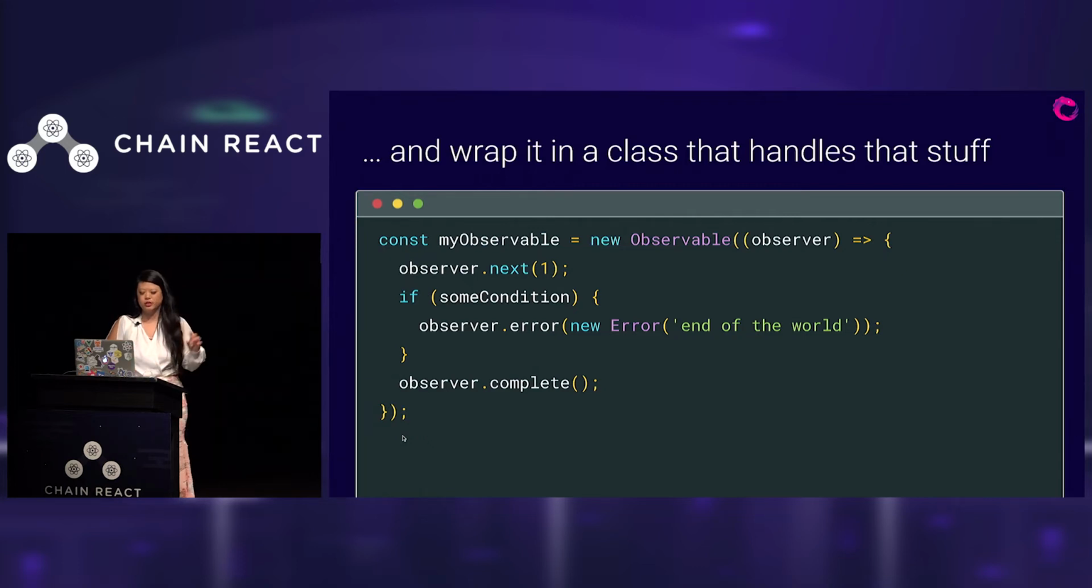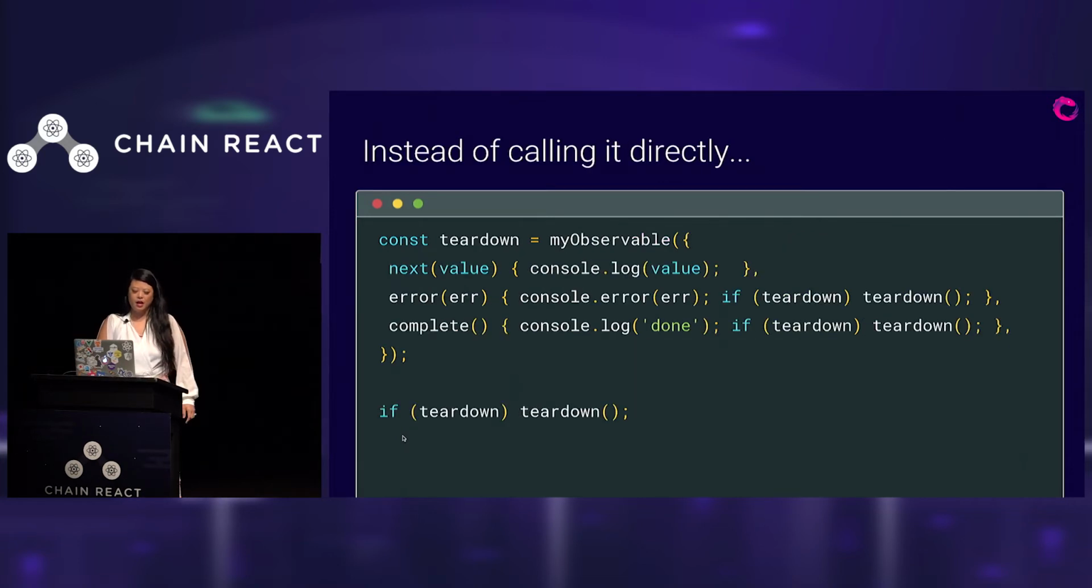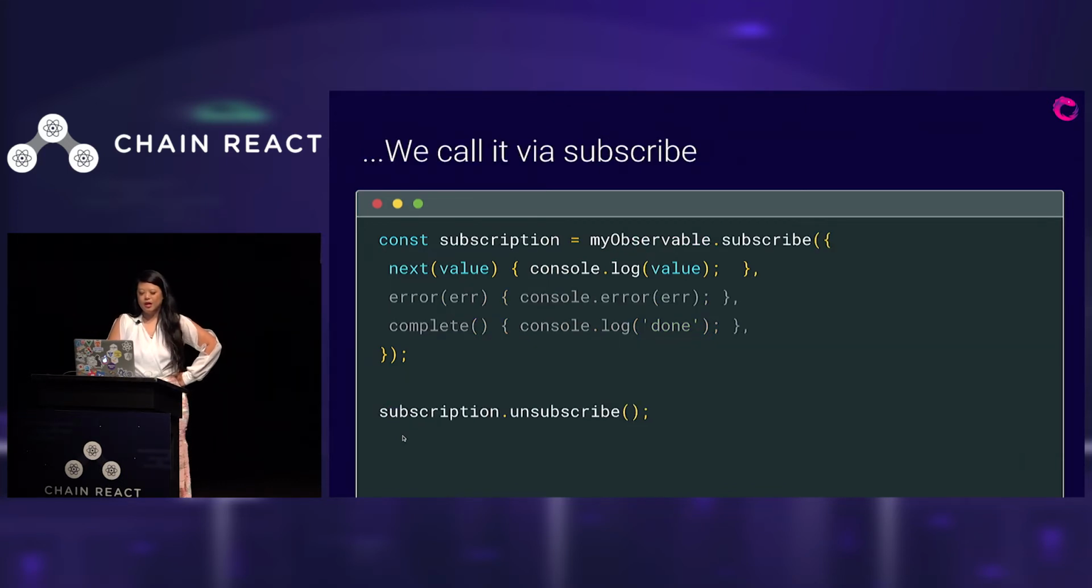So here what we're doing is we're just wrapping our function in an observable constructor. This is the most basic way to create any observable. And the observable class is going to normalize all the behavior for you automatically. So it's going to make sure that the observer always has a next, error, and complete. And it's also going to make sure that when you call error and complete, it tears down, it calls any teardown function that you provided, which is awesome, instead of having to call it directly.